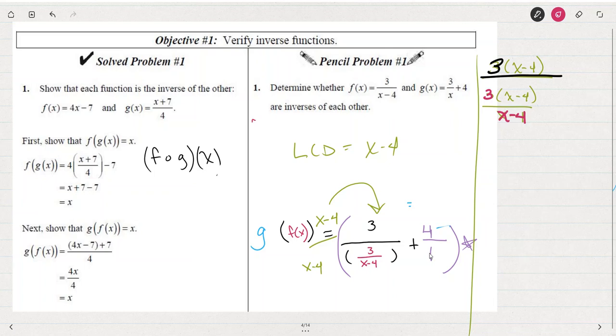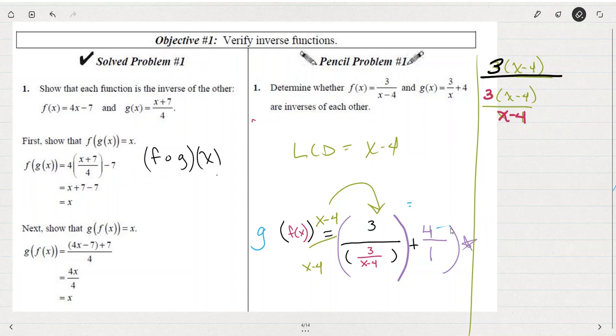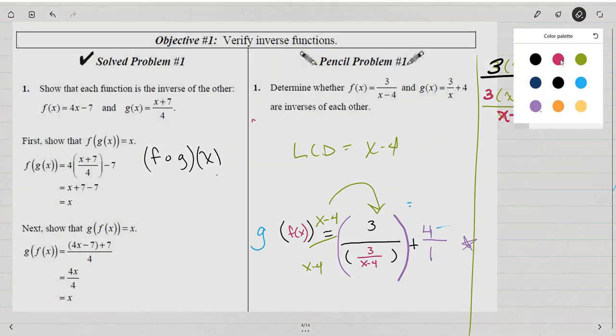I can do the same thing. Actually, I'm not going to do that to the second one. I probably could have better written it like this. Let's wait to worry about that 4 after. So I'm just eliminating that double fraction. Do you see how it worked?